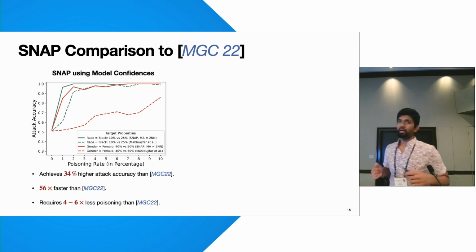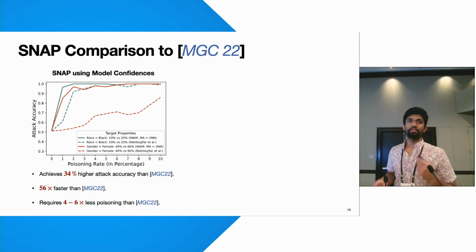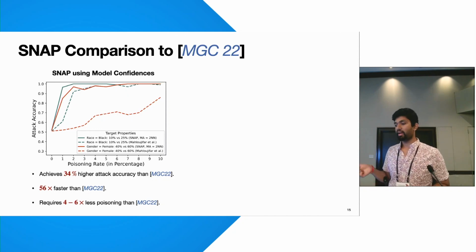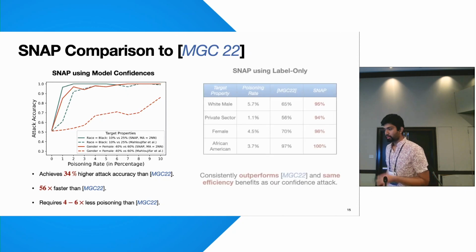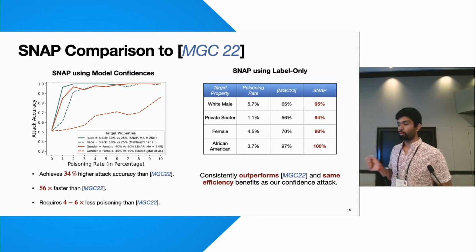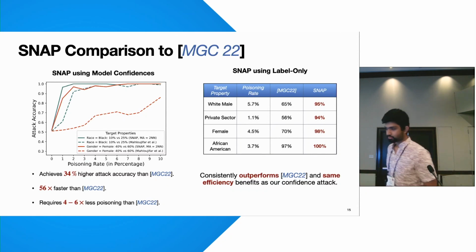So how does our attack compare empirically against the state of the art? We saw that our attack has a 34% higher attack accuracy than previous work. We are 56 times faster while requiring 4 to 6 times less poisoning than the previous work. In fact, even in the label-only version of our attack, we consistently outperform previous work while having the same efficiency benefits as our confidence attack.